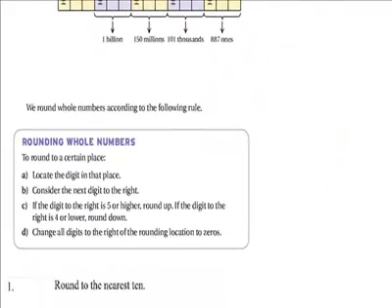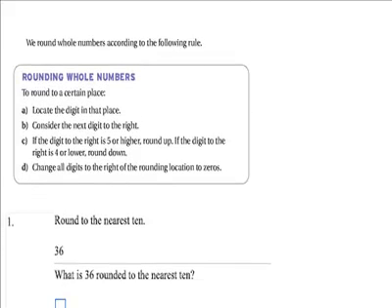All right, the rules for rounding are as follows. To round to a certain place, and it means place value, locate the digit in that place. Consider the next digit to the right. If the digit to the right is 5 or higher, round up, meaning add 1 to the place of the original digit. If the digit to the right is 4 or lower, round down, meaning leave the number as it is, but change all the digits to the right to 0. This is going to make more sense if we look at examples.